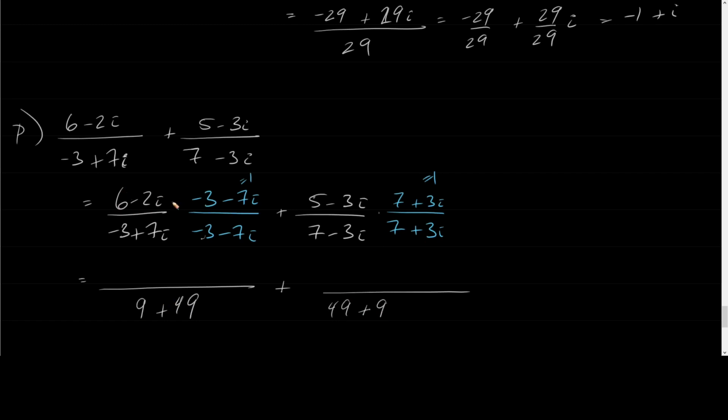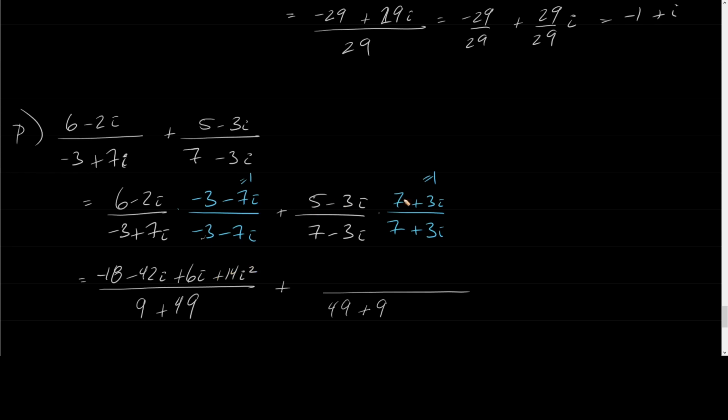So 6 times negative 3 is negative 18. 6 times negative 7 is negative 42i. Negative 2i times negative 3i is a positive 6i. Negative 2i times a negative 7i becomes a positive 14i squared.